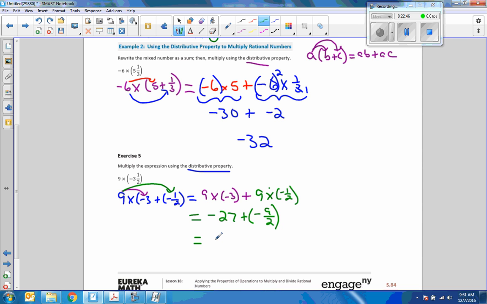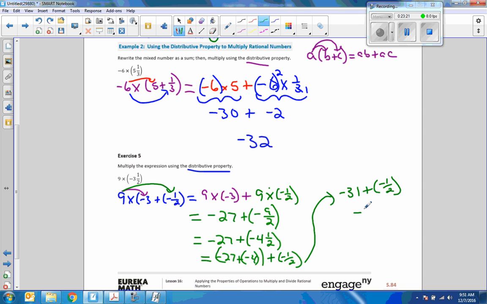Alright, now I want to represent that -9/2 as a mixed number: 2 goes into 9 4 times, with a remainder of 1. So that's the same as -4 1/2. So -27 plus -4, do that first, plus -1/2. Okay. So now I'm combining my whole numbers. -27 plus a -4 is -31, plus -1/2 is -31 and 1/2.